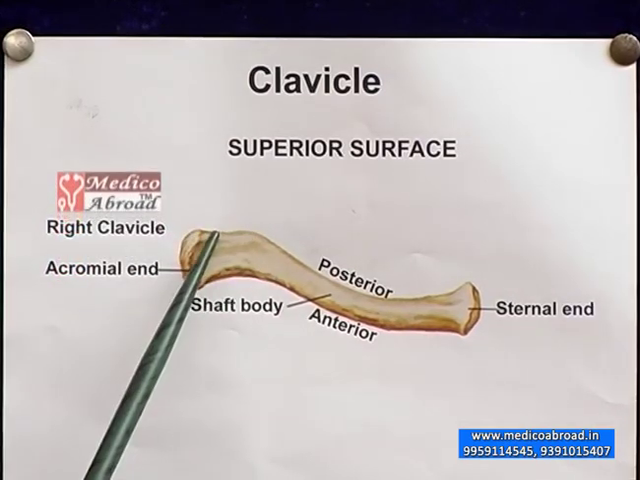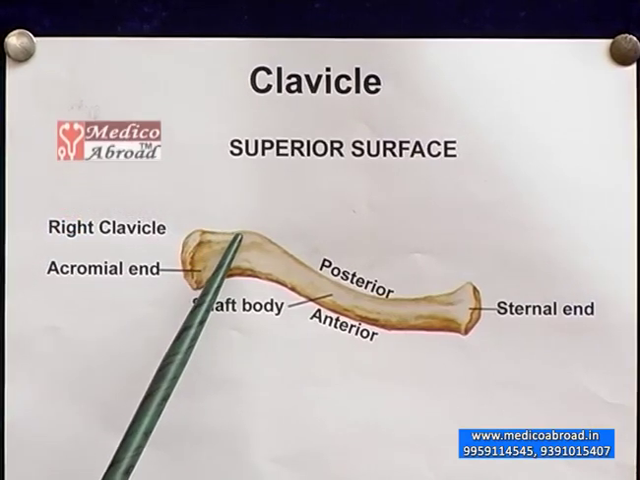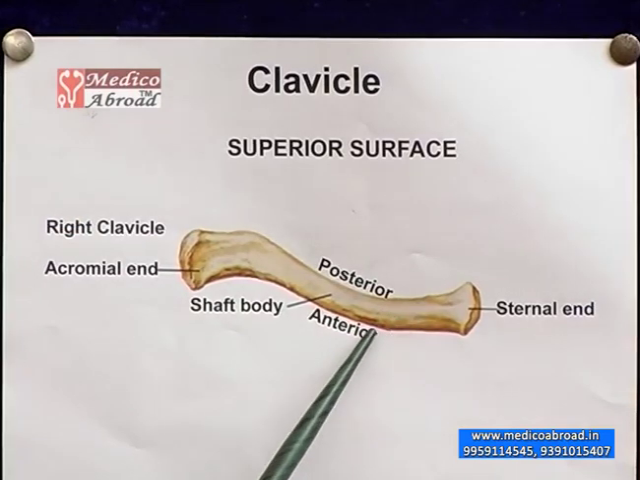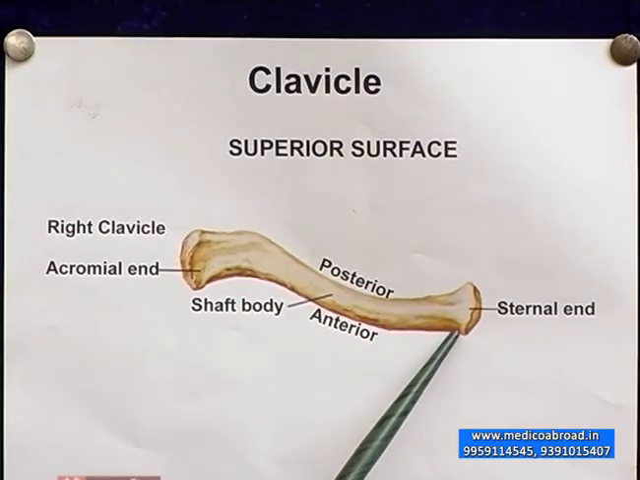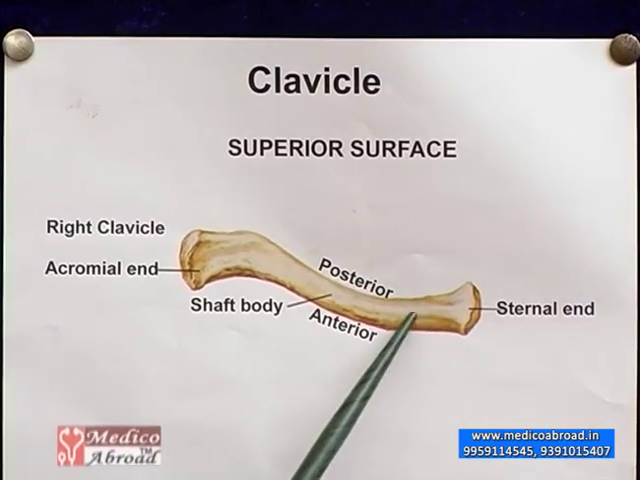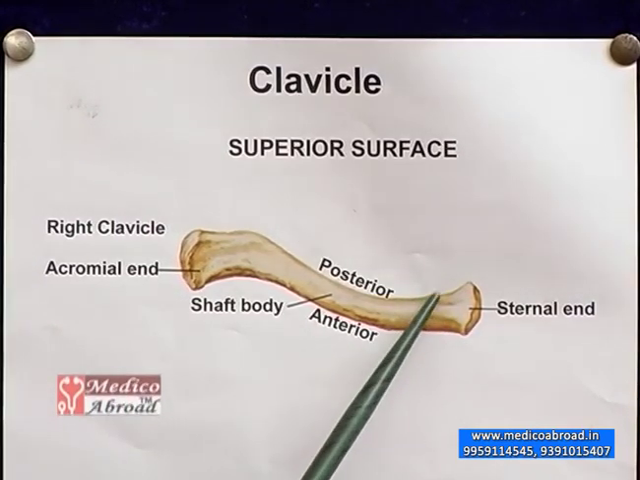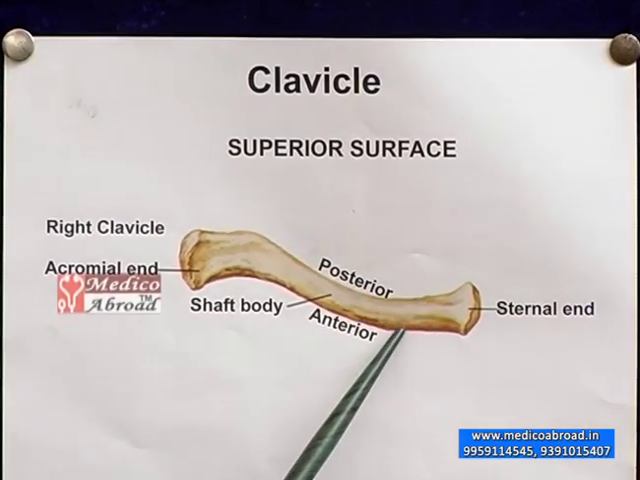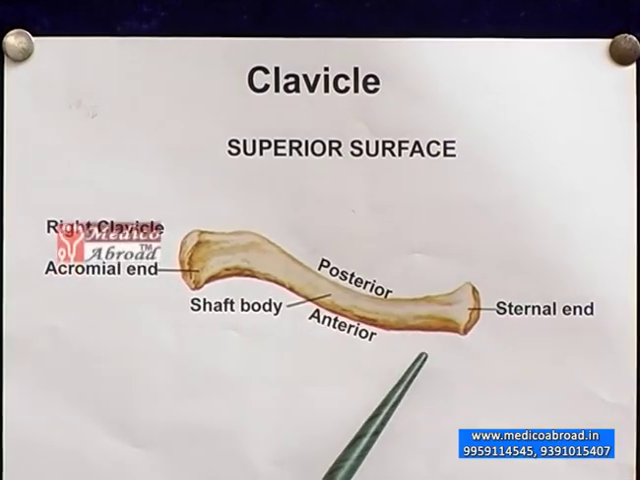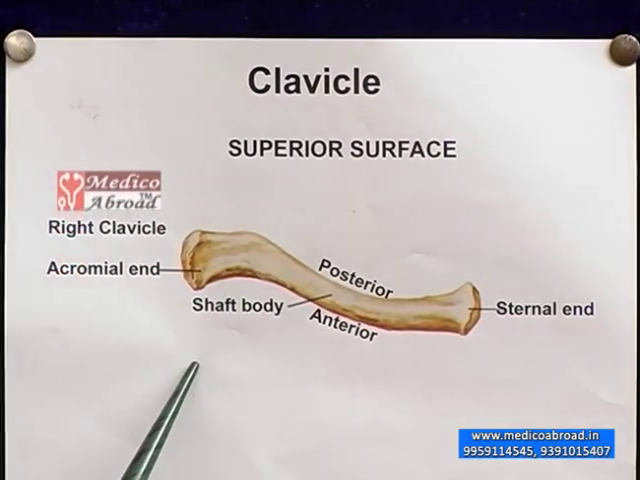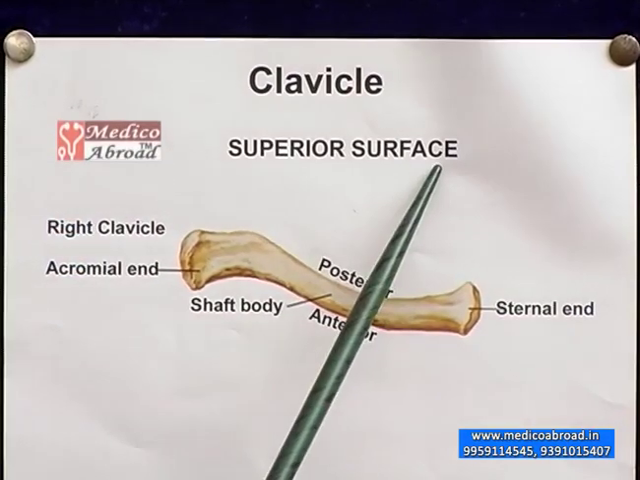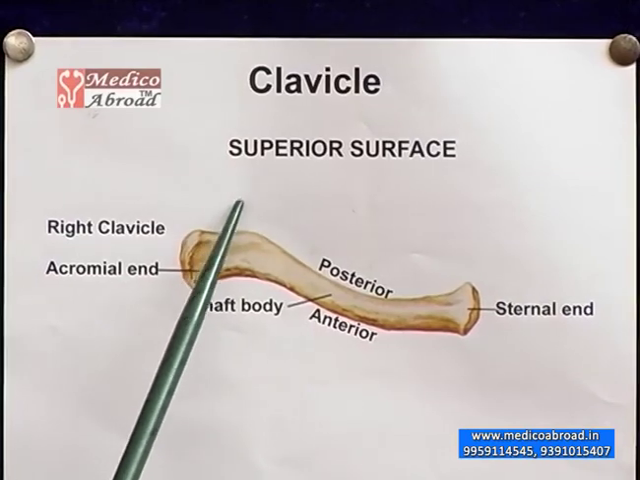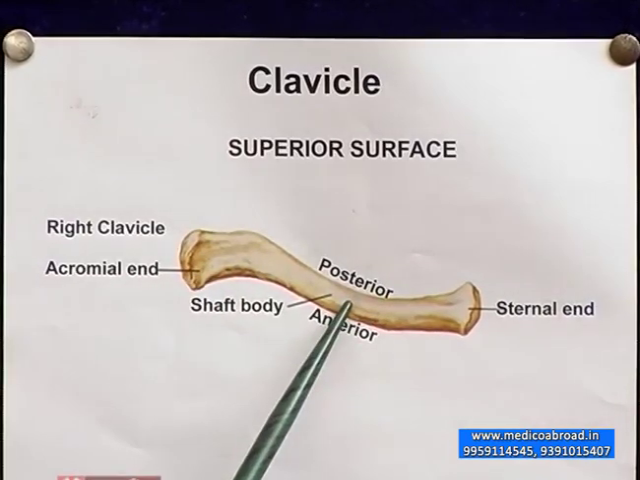Posteriorly, it gives insertion to the trapezius fibers, and just behind or above the anterior border of the clavicle, you have the origin of the sternocleidomastoid muscle. This is the clavicular head of the sternocleidomastoid muscle. So this clavicle is actually held in place by pectoralis major, deltoid, sternocleidomastoid upwards, and the trapezius, which is behind or posterior to the bone. So this is your superior surface of the clavicle.